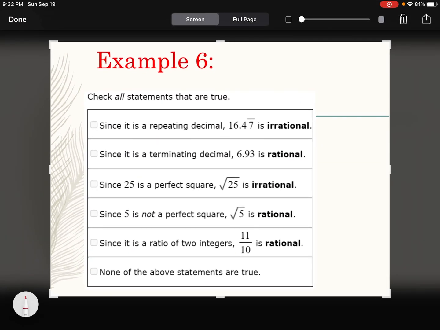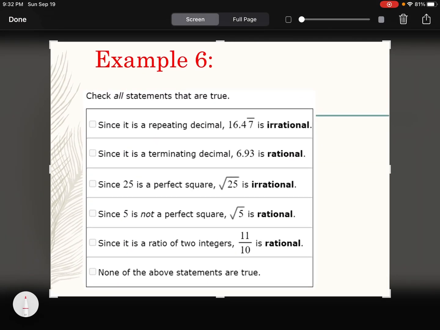My favorite question. Check all statements that are true. Okay. Since it is a repeating decimal, 16.47 is irrational. So it is a repeating decimal, that's correct, but repeating decimals are rational numbers, so it is not correct.